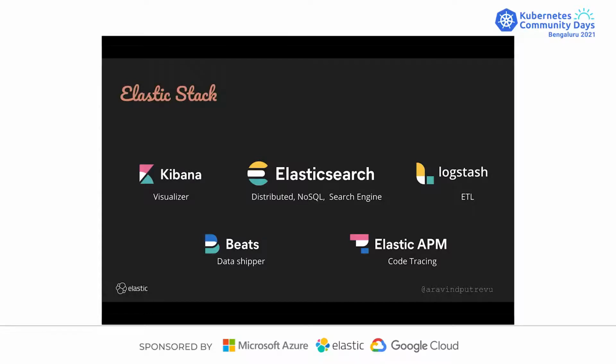There are new things coming up here. We'll discuss at the end of the session how Beats is going to change and how data ingestion is going to change, but we also have the code tracing stuff, like if you have an application tracing solution, which is APM. We're not going to talk about Logstash and APM today. We're going to focus more on these three areas: Elasticsearch, Kibana, and Beats.